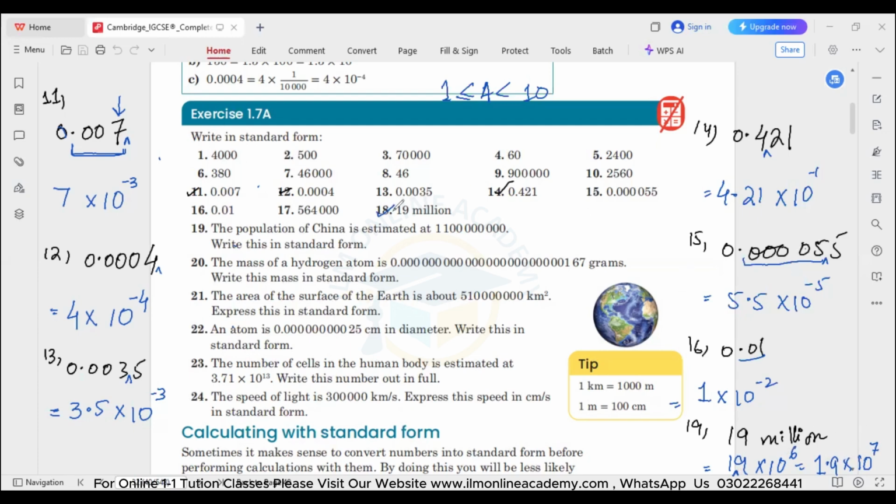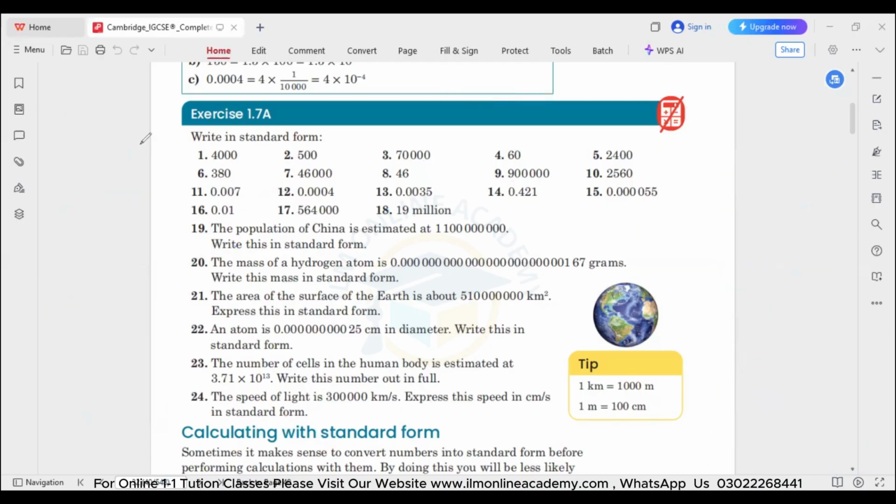So from 1 up to 18, we have done these parts, and in this we have basically done the conversion of simple numbers into standard form. So if these are okay, going on with these numbers, these questions will be easier for you. So hope this is a bit clear. So let's move on to part number 19. What they're saying in part number 19 is that the population of China is estimated at this number, so we need to write it in standard form. Okay, part number 19.